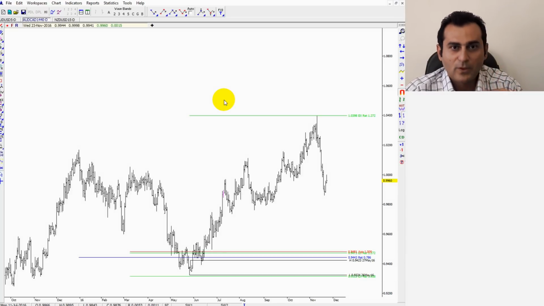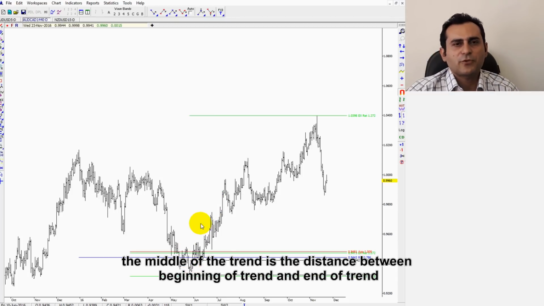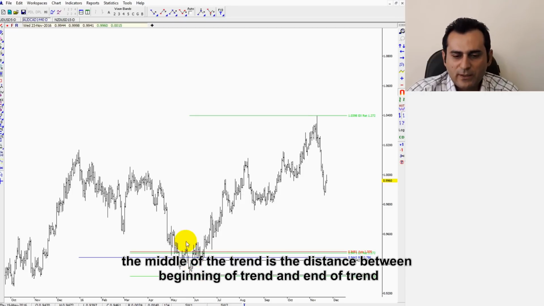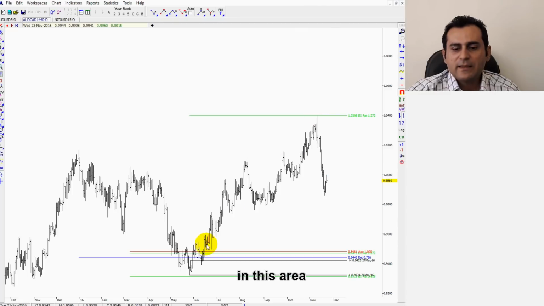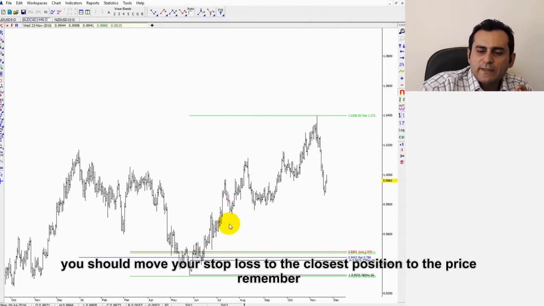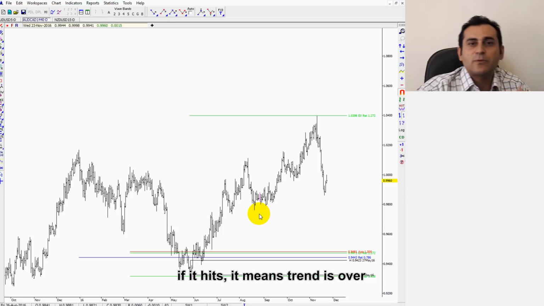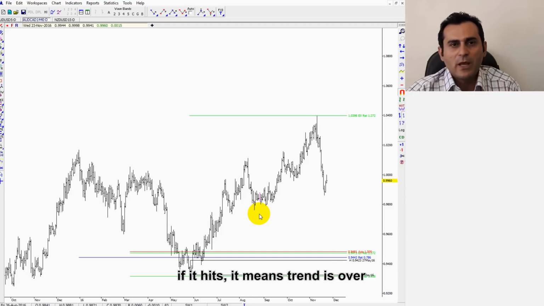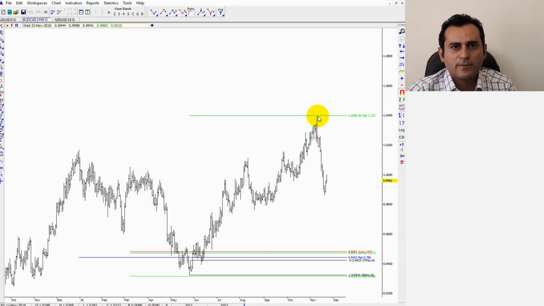Initial stop loss, okay. About the middle of the trend. The middle of the trend is the distance between the beginning of the trend and the end of the trend. In this area, you should move your stop loss to the closest position to the price. Remember that if it hits, it means the trend is over.